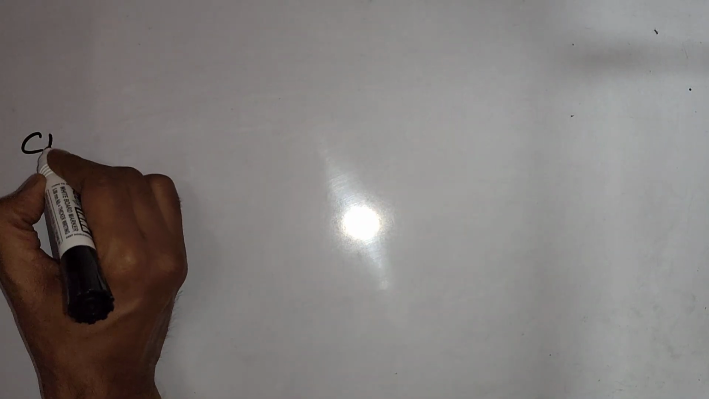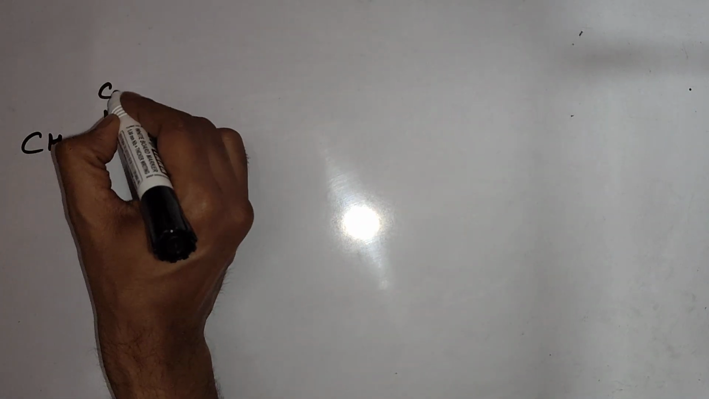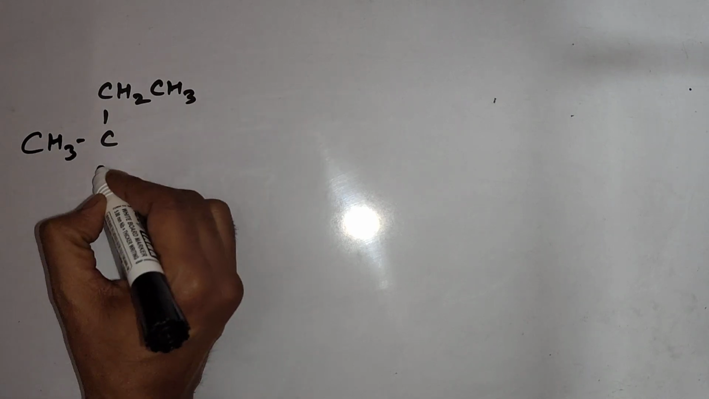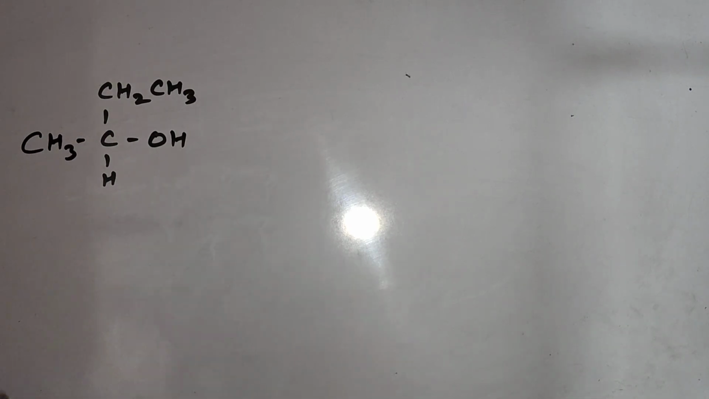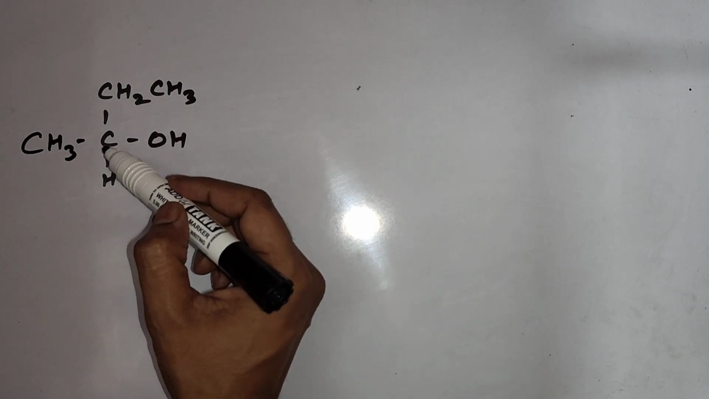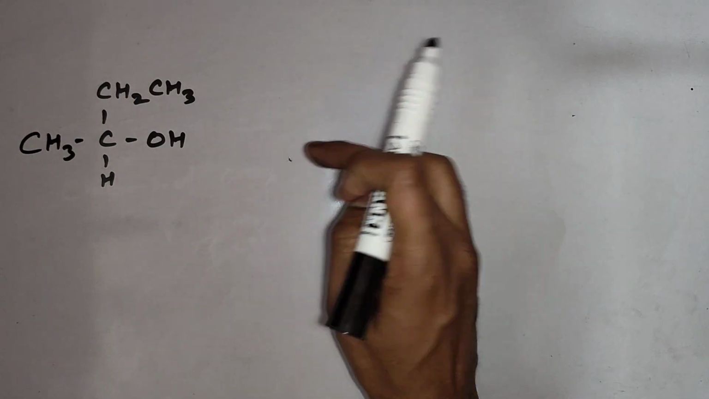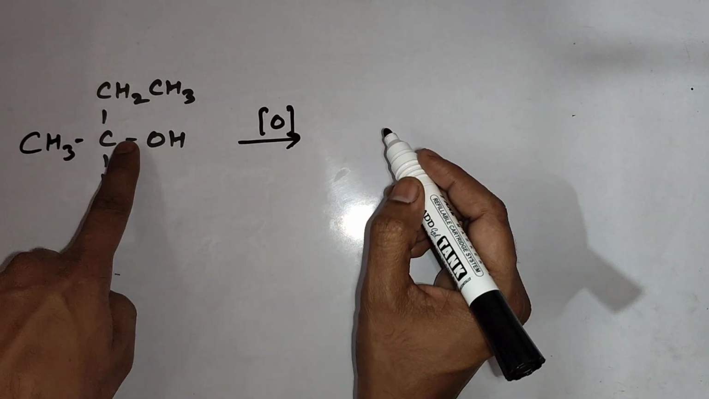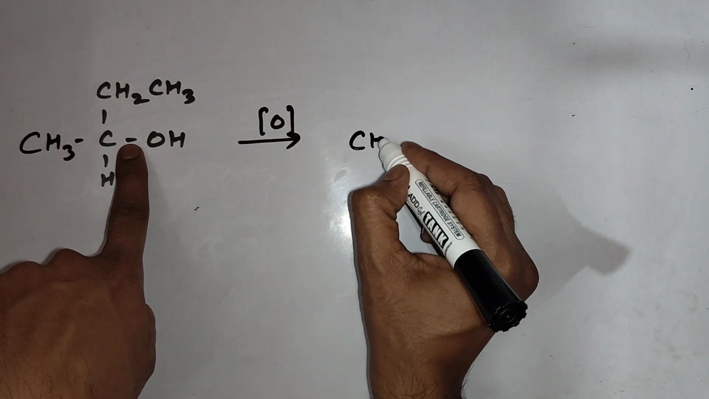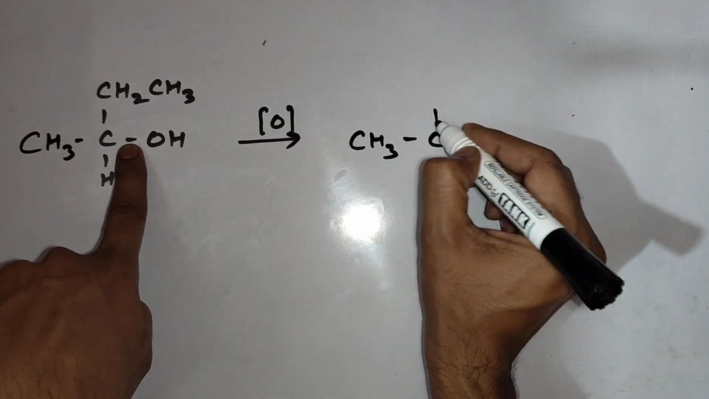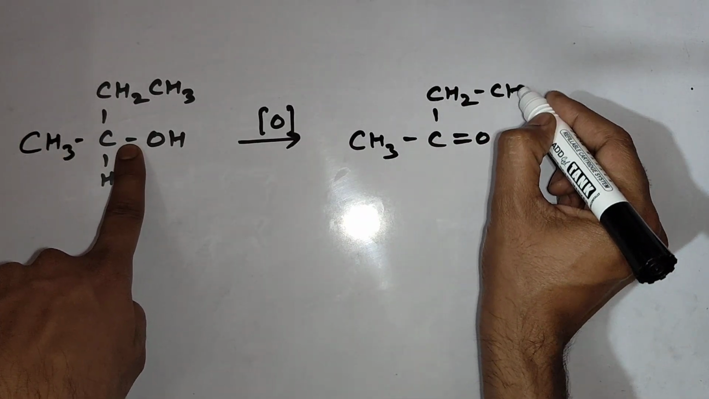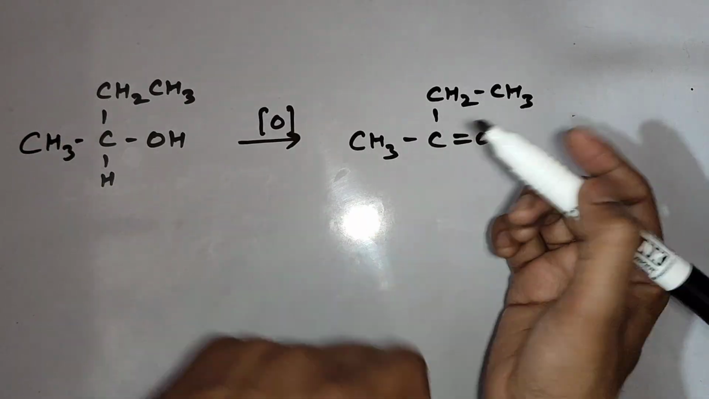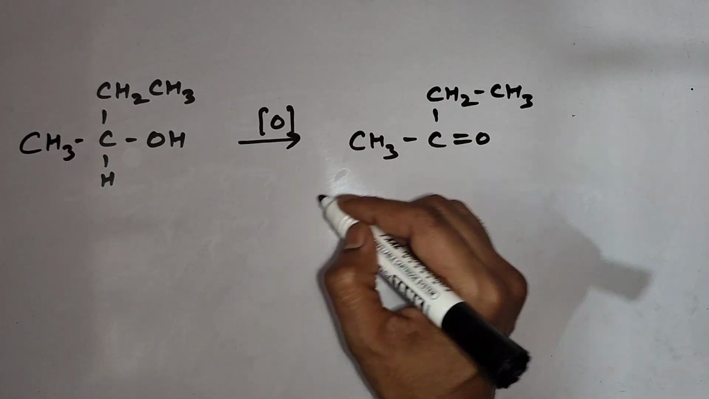Now 2-degree alcohol. Let's try with 2-degree alcohol. Suppose I have this alcohol. It's a 2-degree alcohol, OH connected to a carbon, which is further directly connected with 2 carbons. Let's oxidize it. Increase bonding with oxygen. Single bond, next time double bond. That's it. Valencies are satisfied. Oxidation is done. It's a ketone.